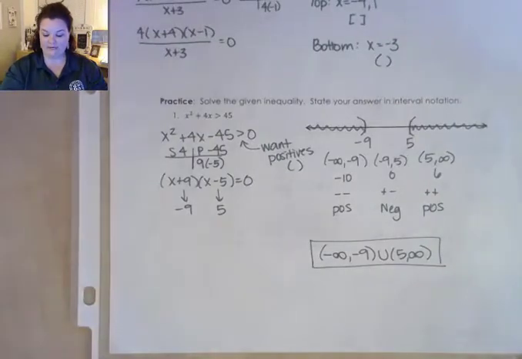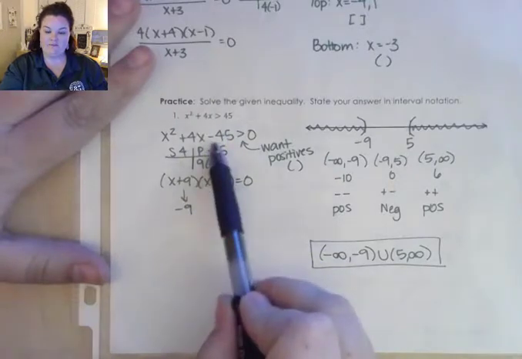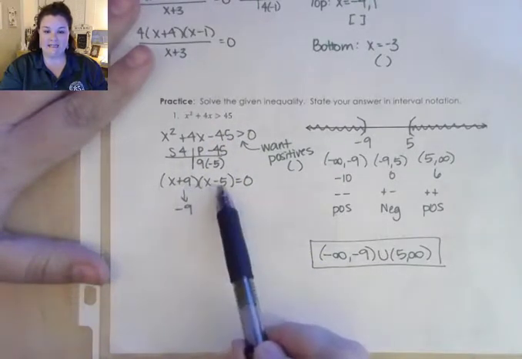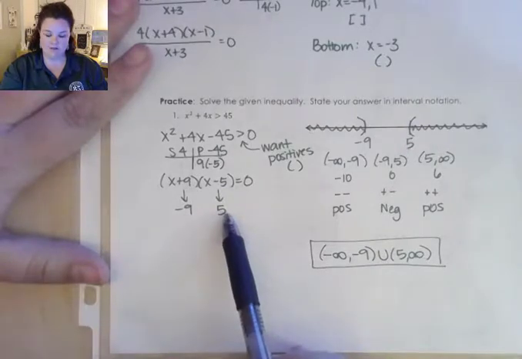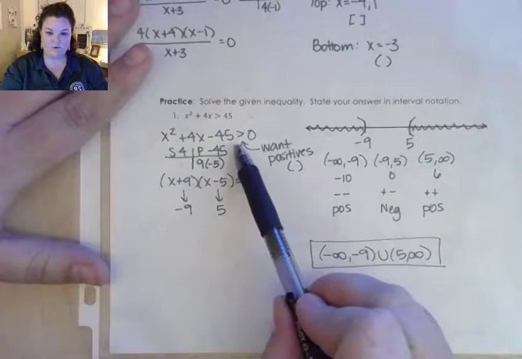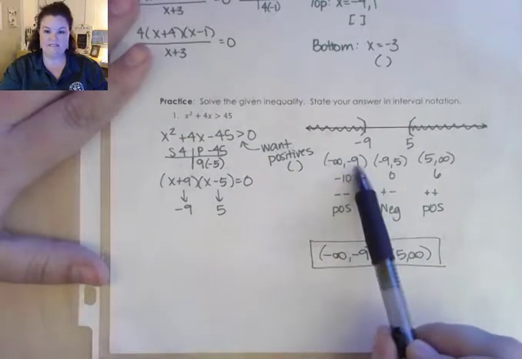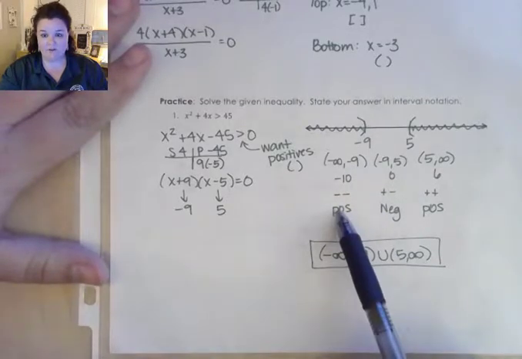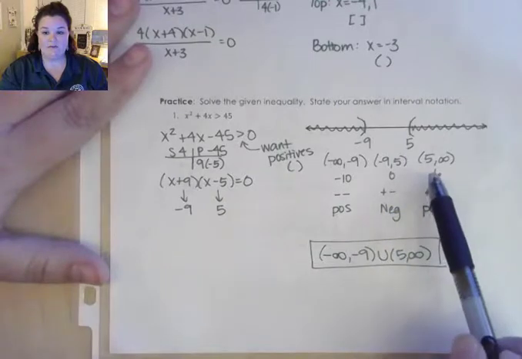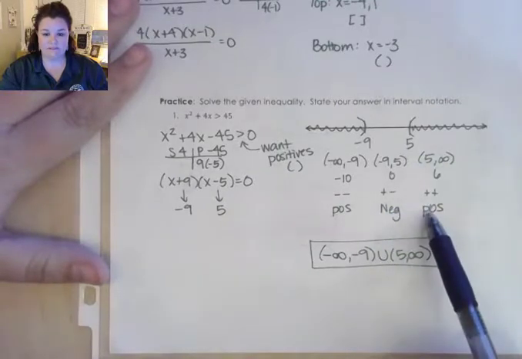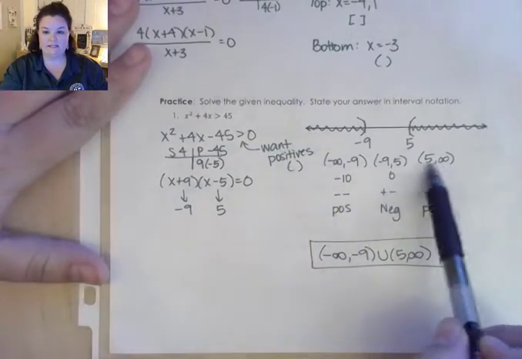Okay, so on the first practice problem, you should have moved the 45 over and then factored into x plus 9 and x minus 5. So your zeros are -9 and 5. And we want the positives because it's greater than, and we're going to use parentheses. So we should be testing from -infinity to -9, which should be a positive interval, from -9 to 5, which ends up being a negative interval, and then from 5 to infinity, which ends up being positive. Because we wanted positives, we end up with this first interval and this last interval.